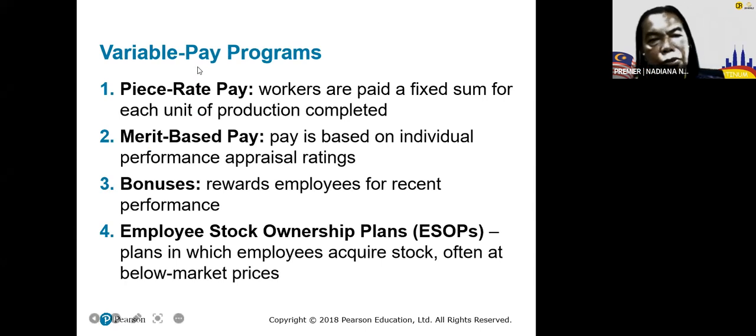Variable pay program, the piece rate pay, where workers are paid a fixed sum for each unit of production completed. They will be paid after each unit of production is completed. Merit-based pay means pay is based on individual performance. And then bonuses reward employees for recent performance. And the employee stock ownership plan, ESOP, is a plan in which employees acquire stock, often at below market price. Okay.